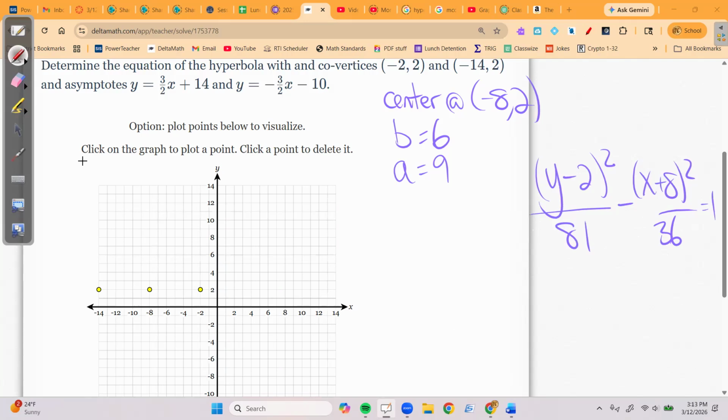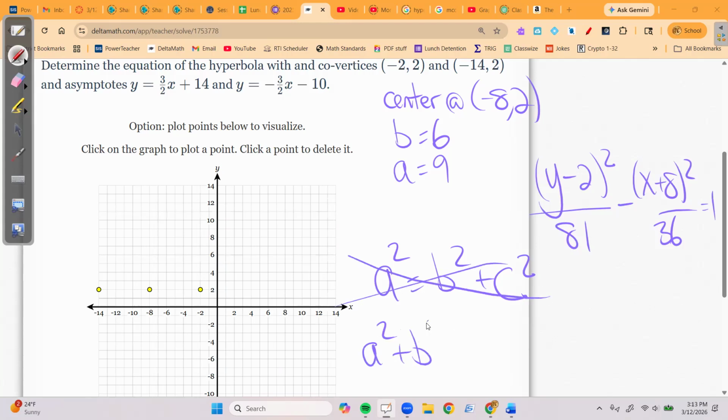And don't forget with this one that the Pythagorean-looking thing changed from the ellipses. Remember, it was a squared equals b squared plus c squared. With hyperbolas, it's changed back to look like the Pythagorean theorem: a squared plus b squared equals c squared. So when you're going to solve for a, b, or c, if you have the other two, note the different formula.